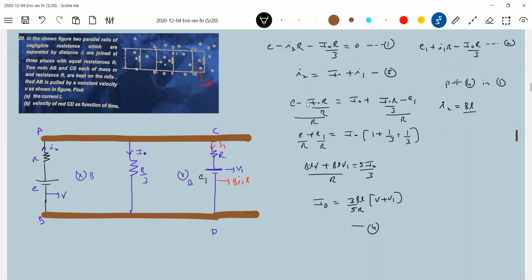I solved it. So I'm getting, this is V minus 4V1. Similarly, put 4 into I1 is equal to 4BL, this is some BL 5R, 4V1 minus V. Anybody wants, you can check it.